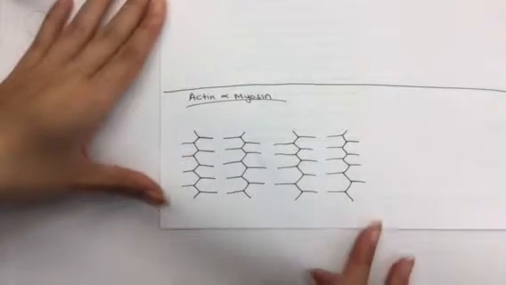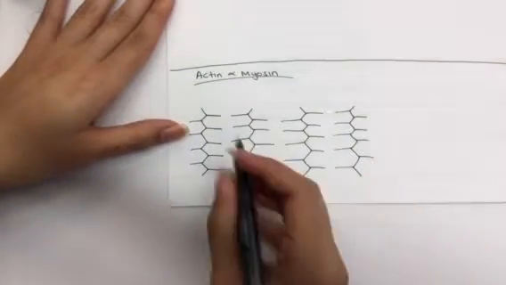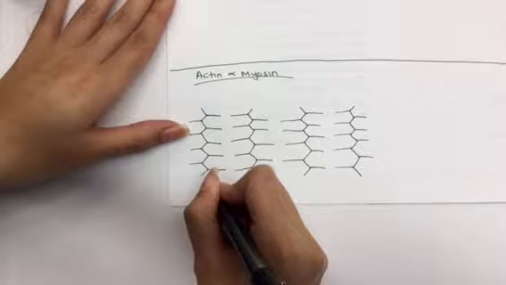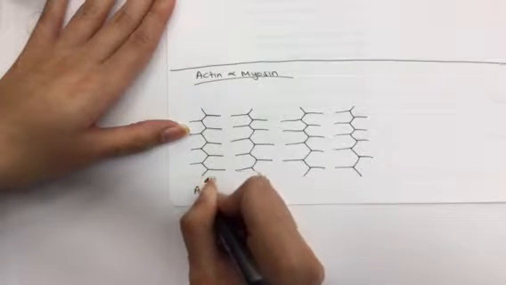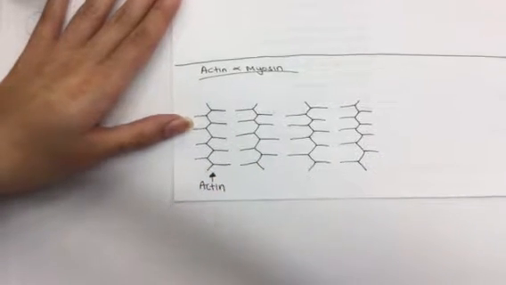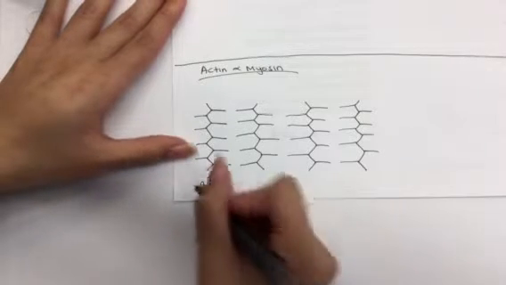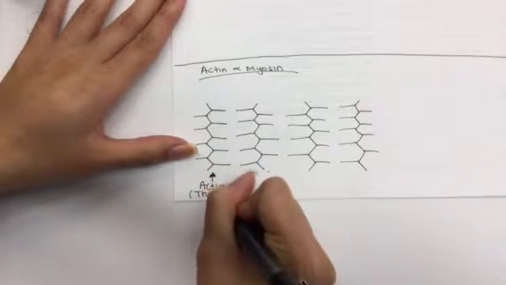So we just drew 4 actin strands, so I'm just going to go ahead and label one of them as actin, or more commonly called the thin filament.